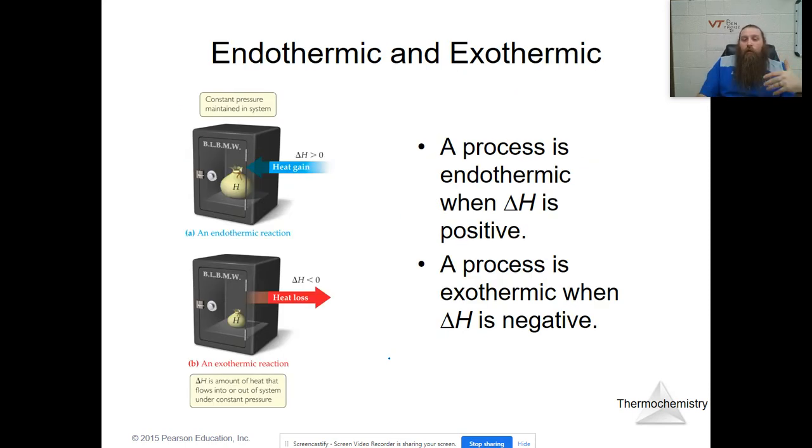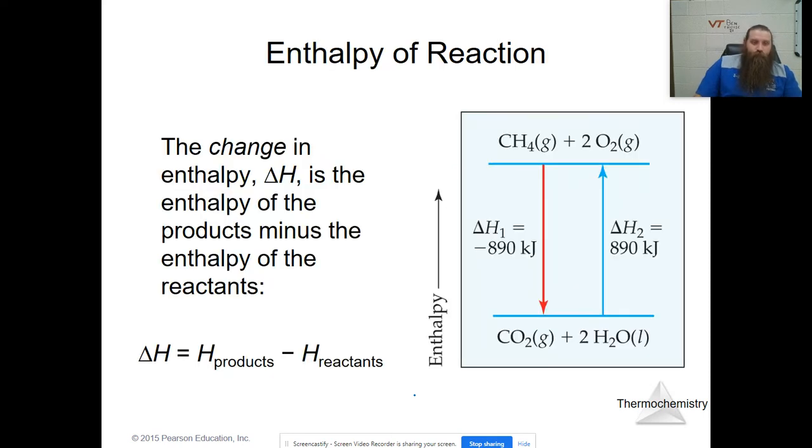If you calculate a positive delta H, then we put that together with an endothermic reaction. We're gaining heat. If we have a negative delta H, that's an exothermic reaction. So calculating delta H will tell us whether we should expect to detect an increase in temperature or a decrease in temperature when we're doing a certain reaction.